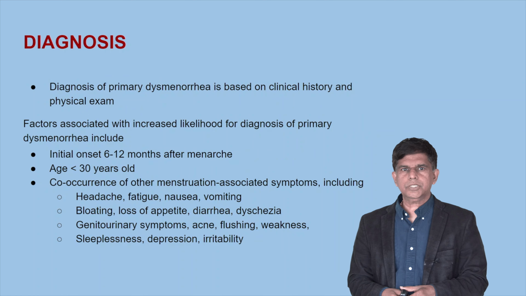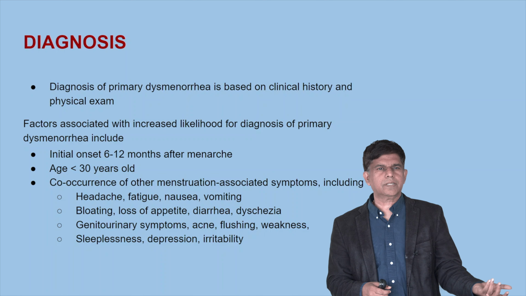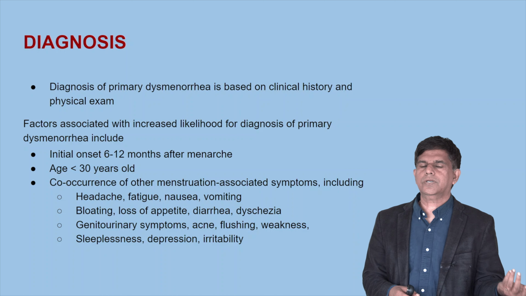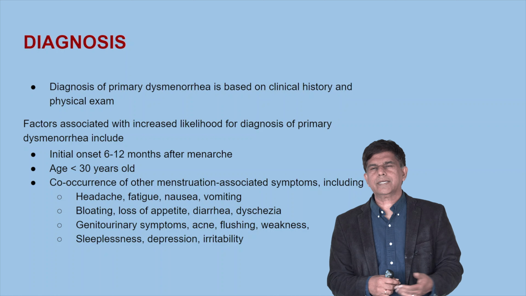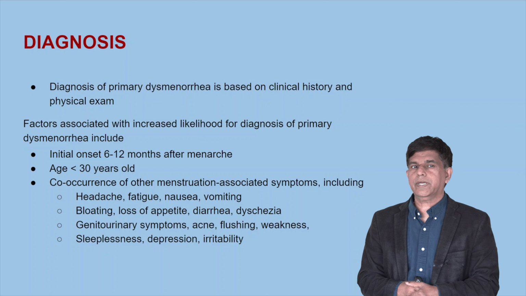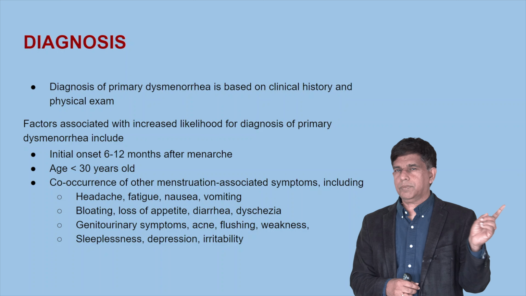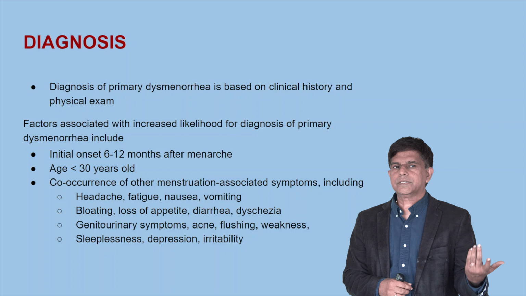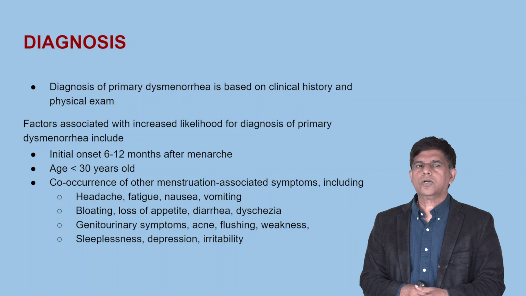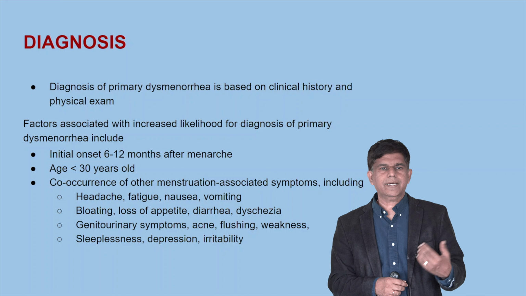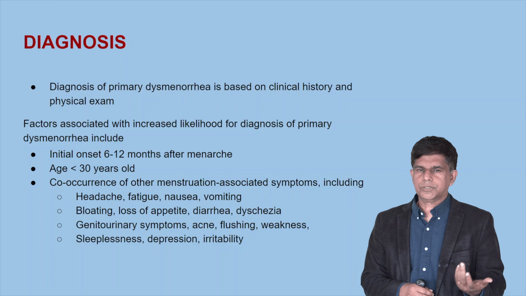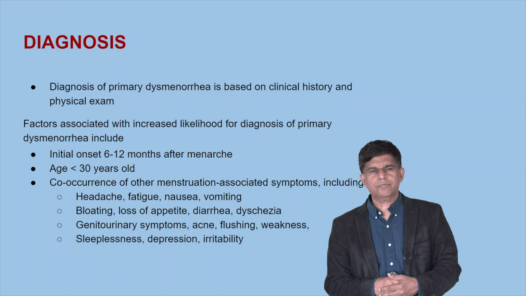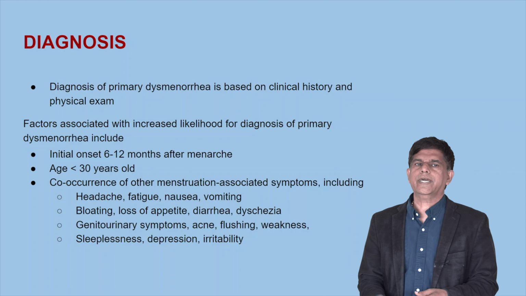Okay, how do you diagnose it? The diagnosis is based on the clinical history and the physical examination. There are no imaging studies or anything like that, okay? Factors associated with increased likelihood of a diagnosis of primary dysmenorrhea are initial onset 6 to 12 months after menarche, age less than 30 years old, and the co-occurrence of headache, fatigue, bloating, genitourinary symptoms, and also acne, flushing, weakness, sleeplessness, depression, and irritability.